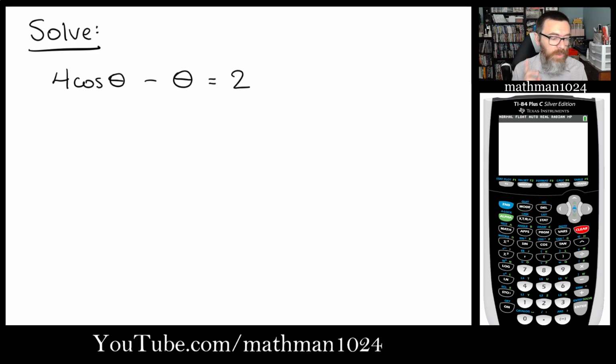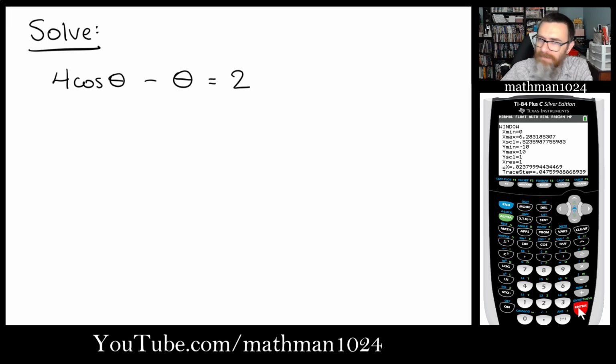Now keep in mind, we want solutions between 0 and 2 pi. So for my y equals, we've got 4 cosine of, well, it says theta, but we're doing x, and we know this. Make sure you close up the parentheses though, because if you don't, it's not going to work out right. So minus x. And for the other equation, we want 2. For my window, x is going from 0 to 2 pi because that's where we're looking for our solutions. And let's make the y scale, for funsies, pi divided by 6.